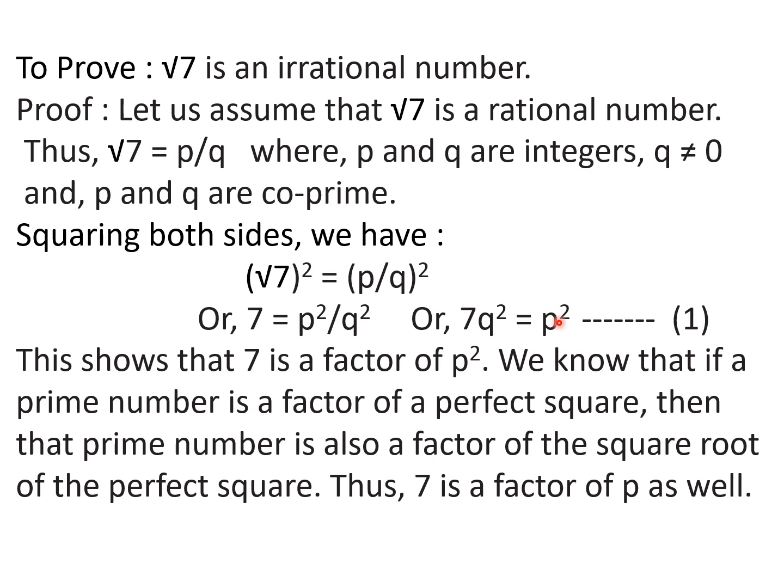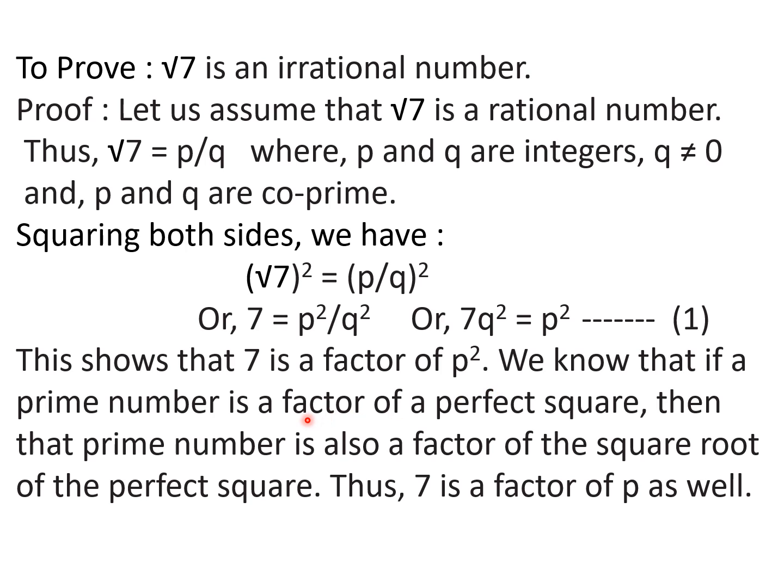Now as per theorem 1.3, we know that if a prime number is a factor of a perfect square, 7 is a prime number and P square is a perfect square. So if a prime number is a factor of a perfect square, then that prime number, which we are talking about, is also a factor of the square root of the perfect square. When P square is a perfect square, what will we get if we take its square root? Square root will cancel out the square sign. We will get P. Okay?